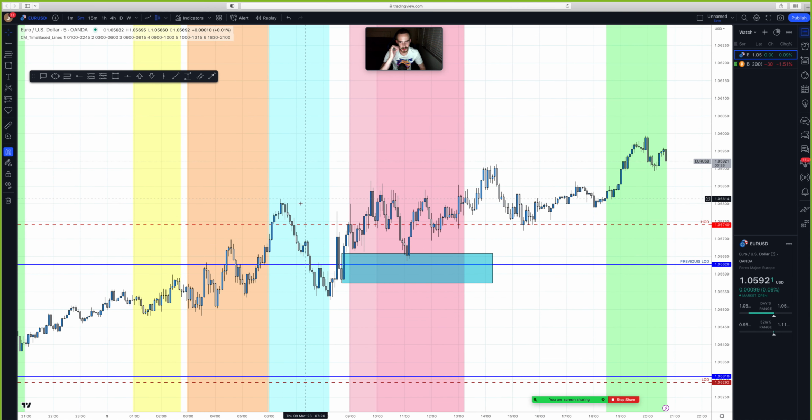But notice, guys, this is what I tell you guys. Do not be stuck on a bias. Yes, we are on a bullish bias. But if an opportunity presents itself, notice how perfect this trade was. Literally a 5-minute trade that gave us 2 times our risk. So don't stick to a bias.